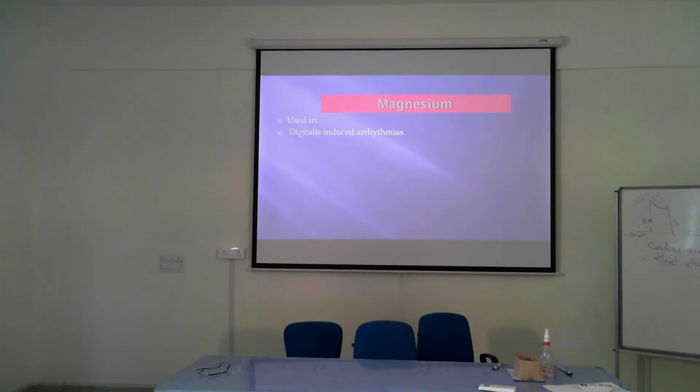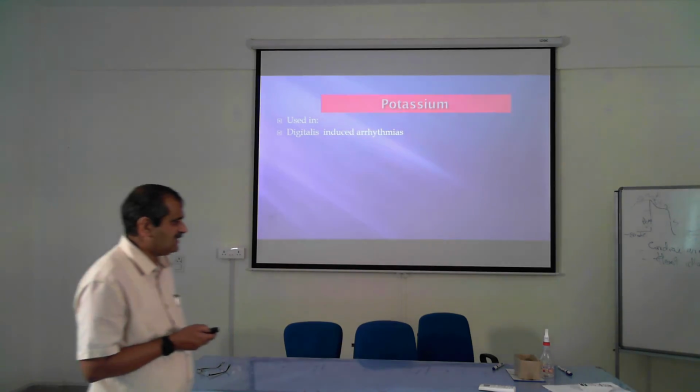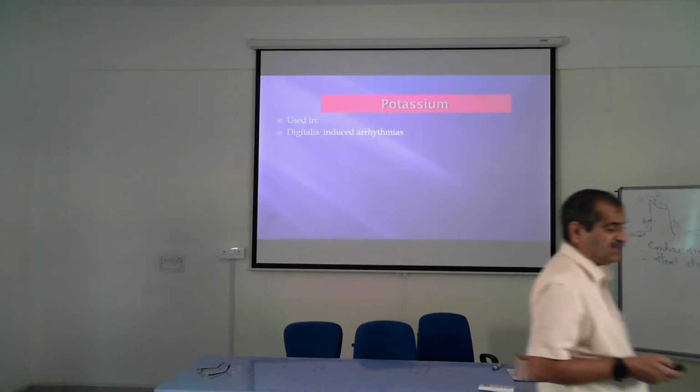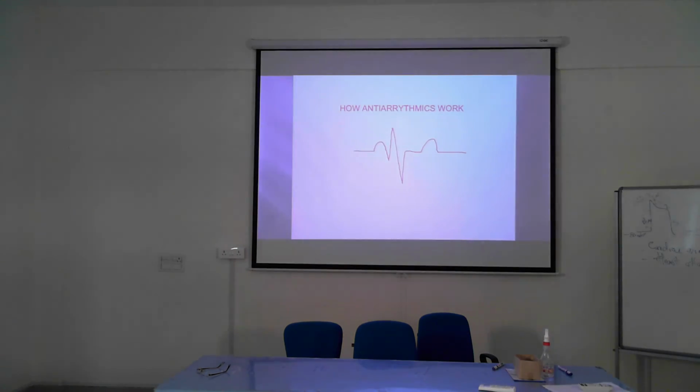Magnesium is used in digitalis induced arrhythmias. So if you administer magnesium sulfate by fast IV, it is going to be used as an anesthetic agent. And toxicology pointers, it is used. And sinus tachycardia is also going to be treated. And potassium is sometimes used in digitalis induced arrhythmias. Whenever there is congestive heart failure, we are going to use digitalis, and then it causes arrhythmias. Then how antiarrhythmic drugs work, especially how they are going to work, is in a video.